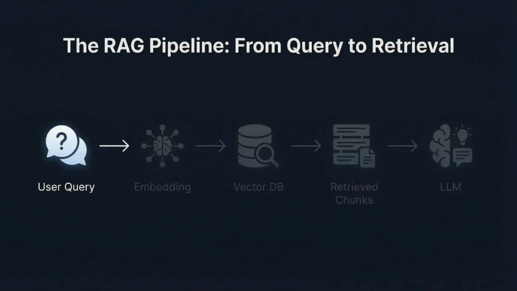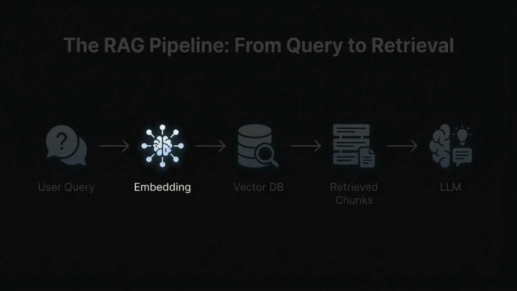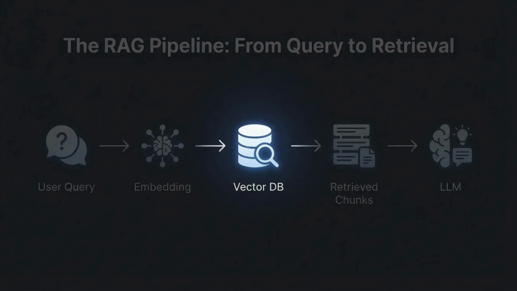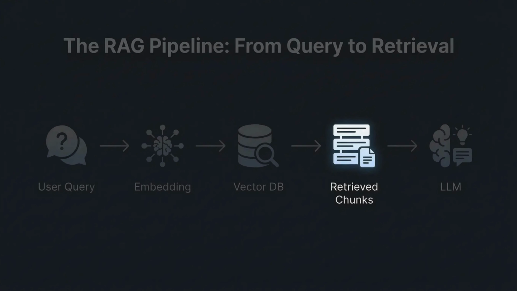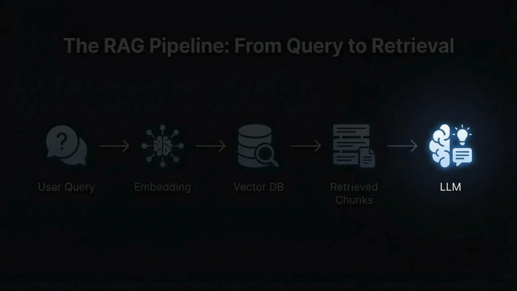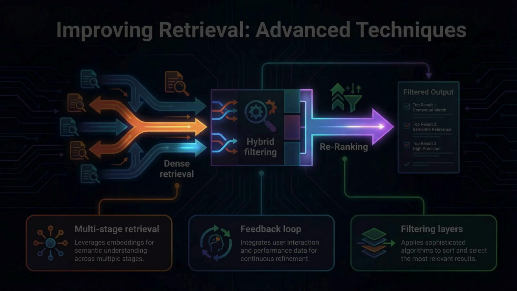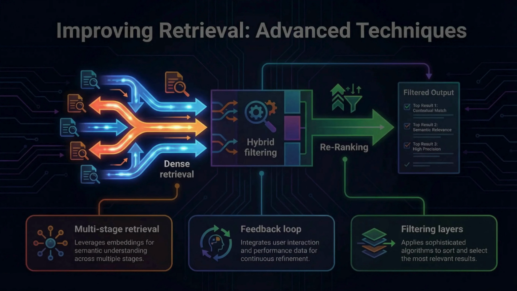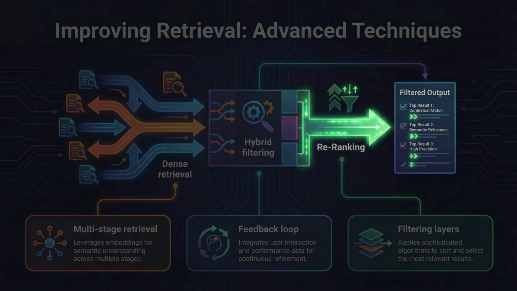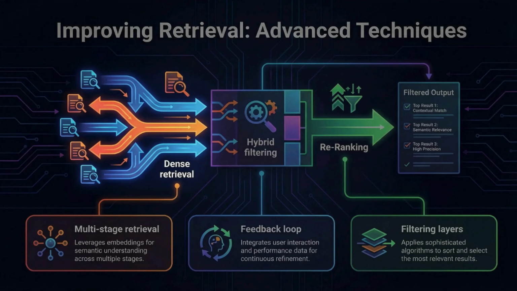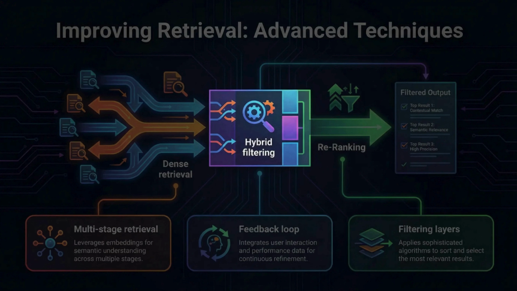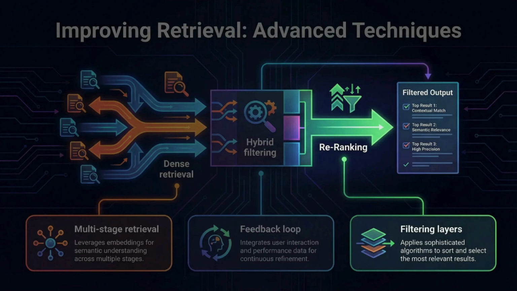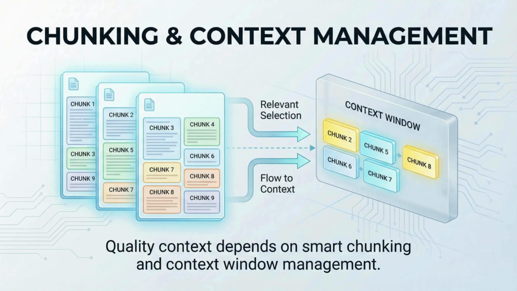In this RAG series, we started by covering the basic RAG pipeline, where we covered how chunking, embeddings, vector databases, retrieval, and generation work together. Then we moved into advanced retrieval techniques that help provide better context to the LLM. In this video, we are going to zoom into two critical components that directly affect answer quality. These are chunking strategies and context window management.